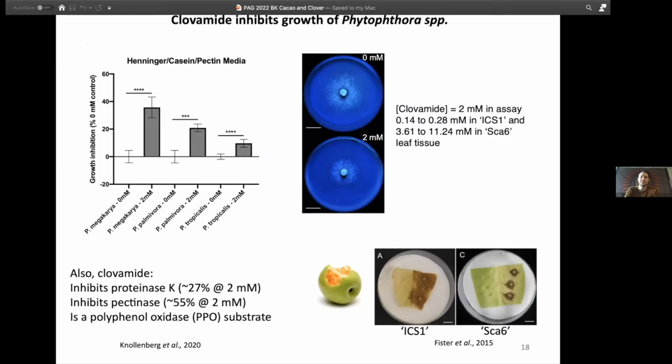And in this work, we also showed that clovamide is a polyphenol oxidase substrate. So that means it contributes to the browning reaction that is pretty ubiquitous across a lot of different plant species. You've seen it in apple when you bite it and leave it out, and you can also see it in cacao being infected by Phytophthora. You have a little bit darker and smaller lesion in Scavena 6 and slightly less dark here in this picture. And that browning is from oxidation of the clovamide, and that contributes to the enzyme inhibition because the oxidized form can cross-link proteins.